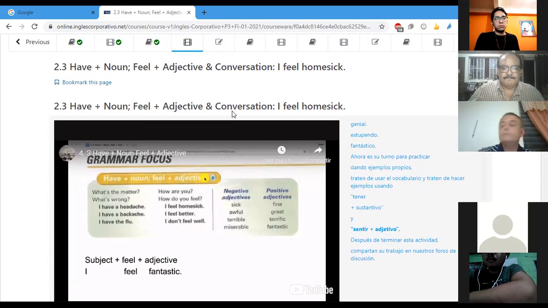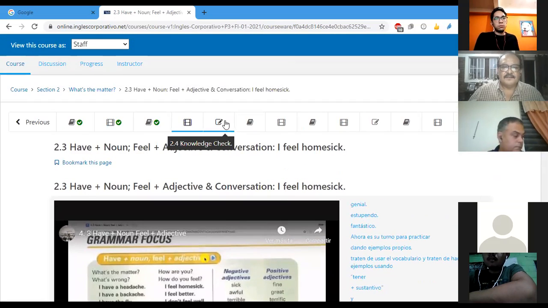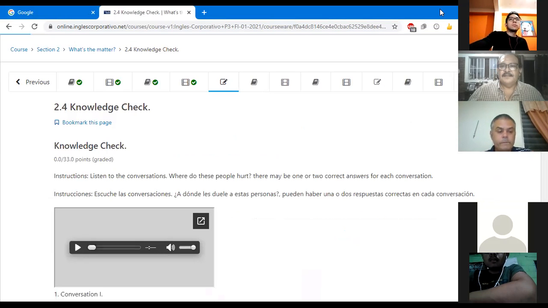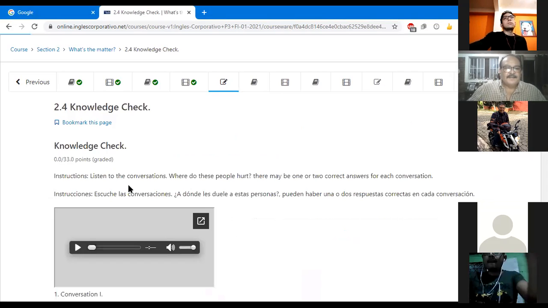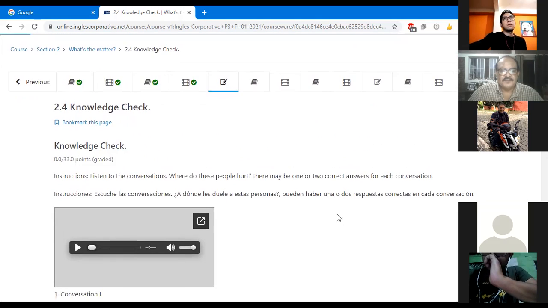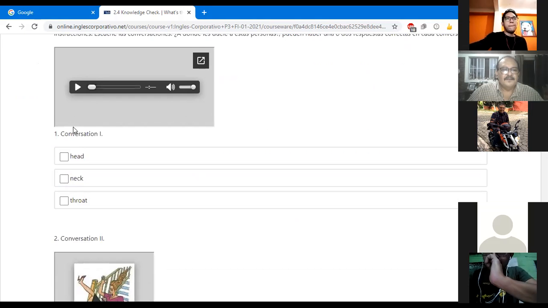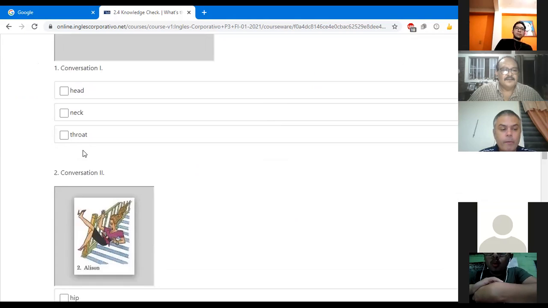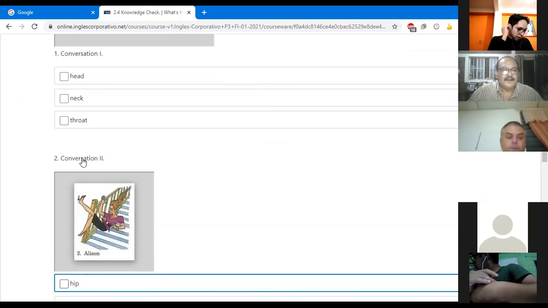Okay, let's see. Then if you have no more questions, I think the vocabulary here is good. Vamos a ver acá el knowledge check. Y luego vamos a hacer una práctica, right? It says, listen to the conversation. Where do these people hurt? There may be more than one or two correct answers for each conversation. Okay, conversation one, head, neck, throat. Conversation two, head, okay, the vocabulary.